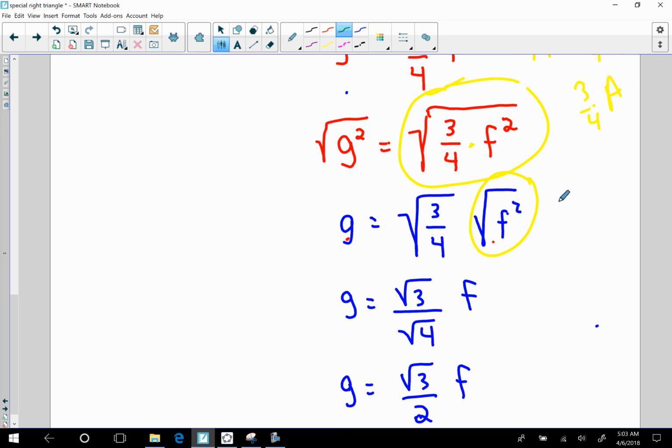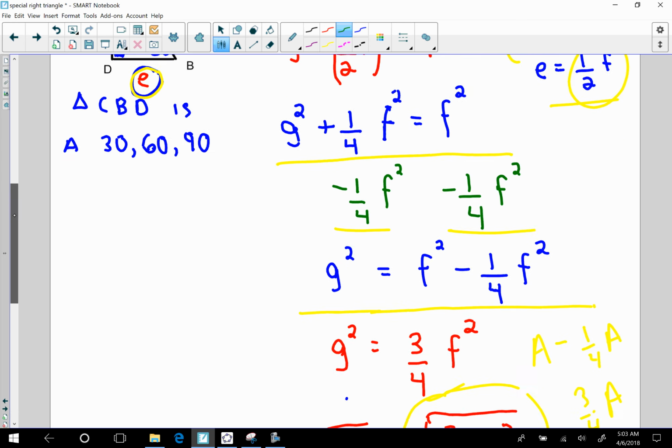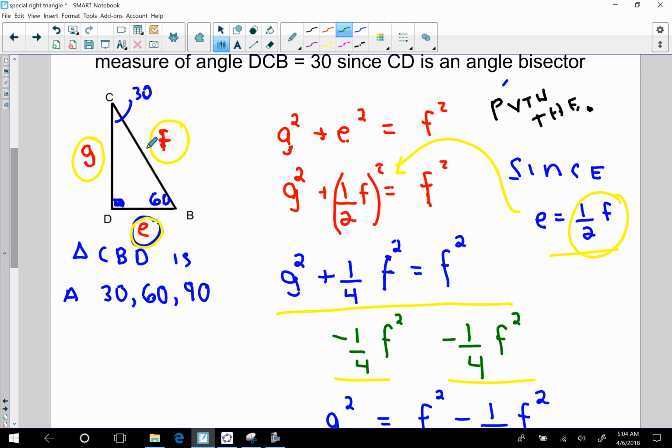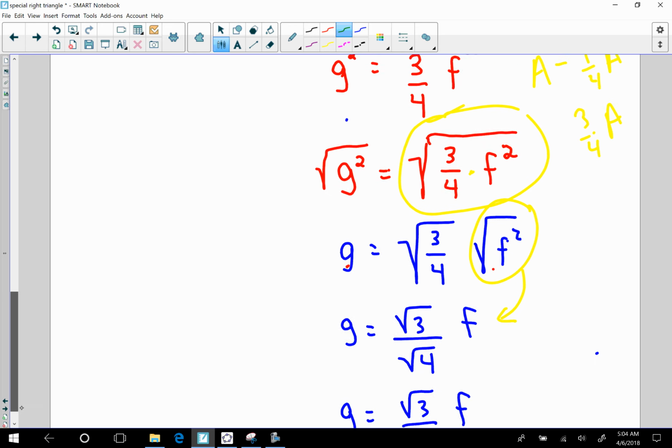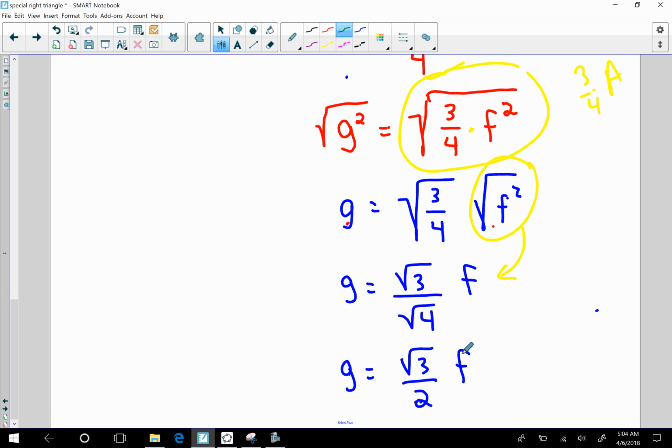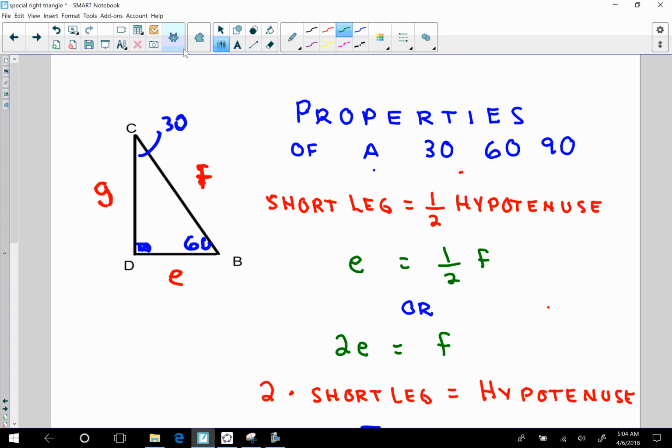We know what the square root of f squared is. That's f. And I know the square root of 3/4 is going to be the square root of 3 over the square root of 4. Hey, what's the square root of 4? 2. So that tells me, and that's powerful, that if I have this 30, 60, 90 right triangle, the long leg is going to be square root of 3 over 2 of the hypotenuse. So let's go to the next screen and see what we can do.